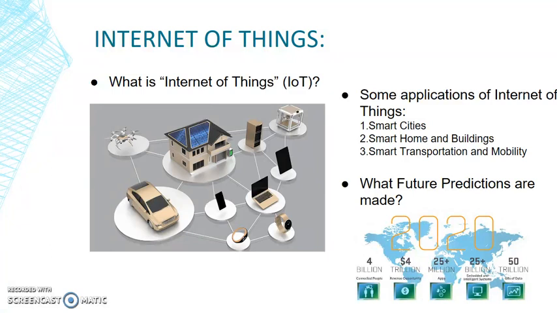So what are the applications of the Internet of Things? Smart cities, smart home and buildings, smart transportation, and mobility. Many major cities were supported by smart projects, and by the IoT, cities can be improved on many levels, by improving infrastructures, enhancing public transportation, reducing traffic congestion, and keeping citizens safe, healthy, and more engaged in the community.